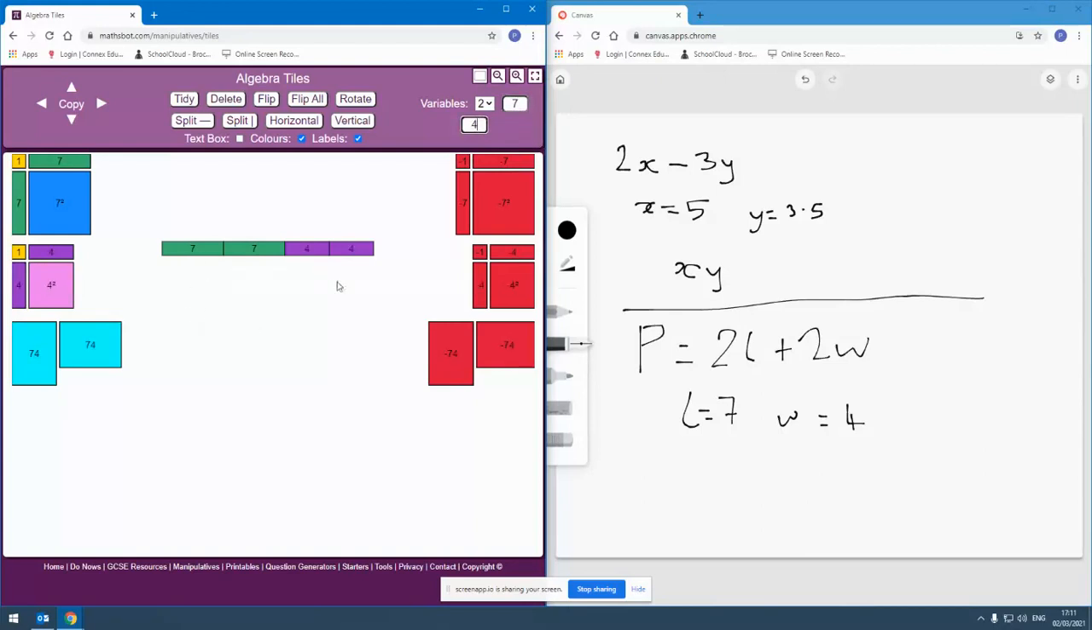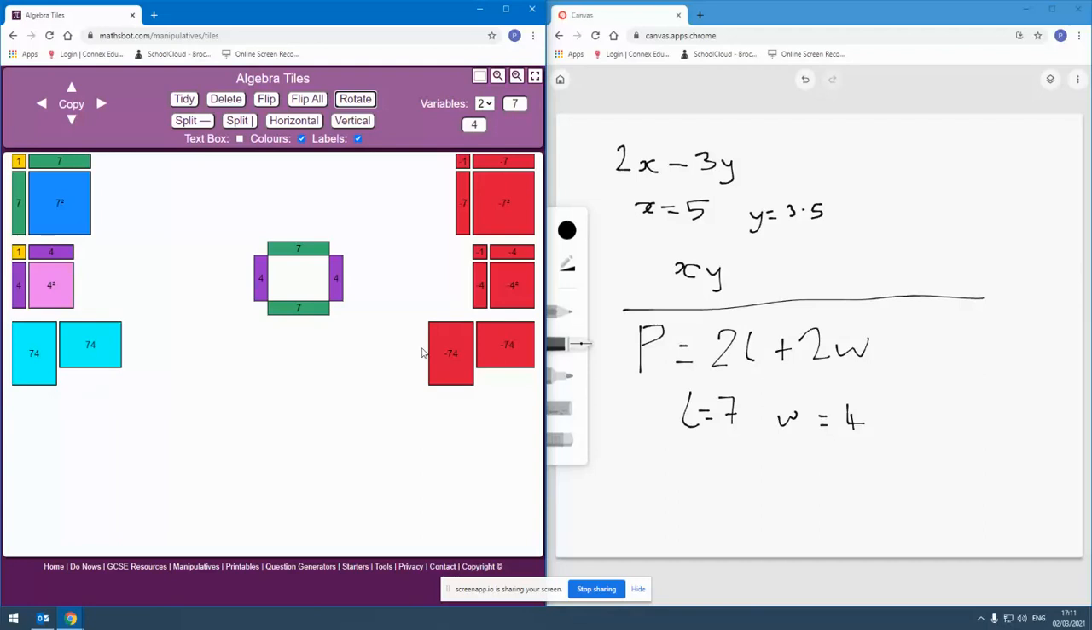And now I can evaluate that as an expression, 2 7s, 2 4s, or I could potentially show the equivalence to 7 plus 4 twice. But the other thing that's really nice that I can, of course, do with this is to actually show that as the perimeter of a rectangle, which of course is where that formula comes from.